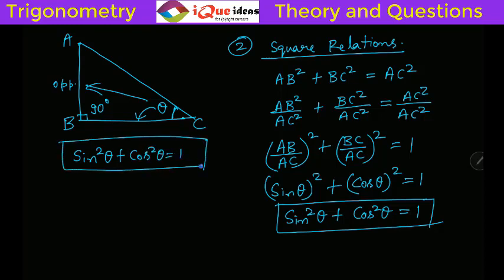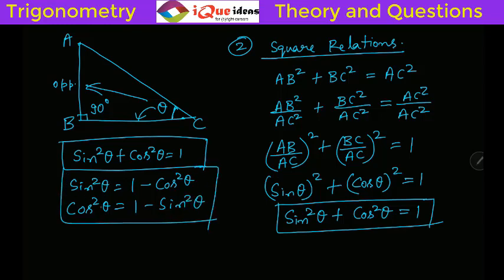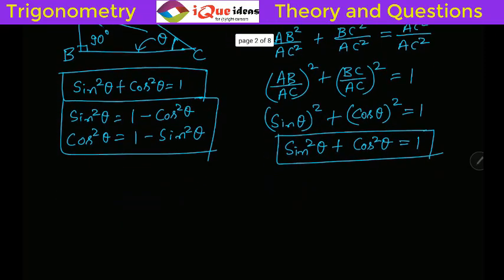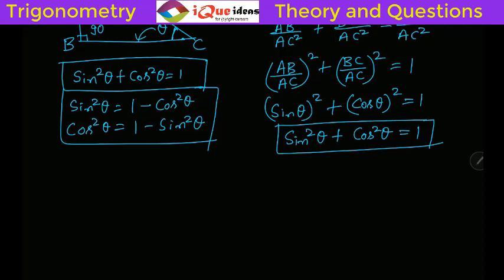Right? You can derive different things from here. For example, sine square theta can be taken as 1 minus cos square theta from here. Cos square theta can be taken as 1 minus sine square theta from here. And from there you can also calculate sine theta or cos theta in terms of the other one. Similarly, from this only you can find the other square relations. The other square relations are like this. Sec square theta minus tan square theta is equal to 1. This is the other one.